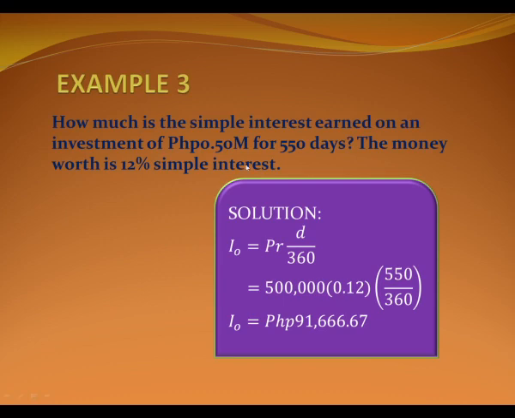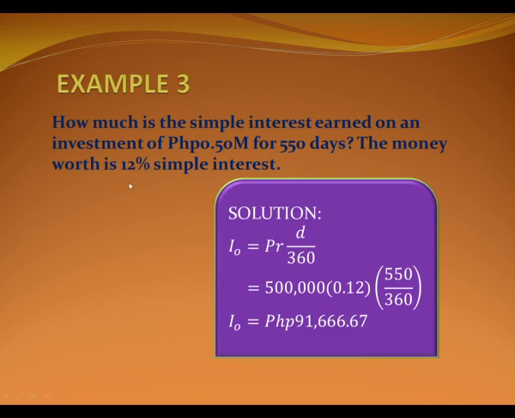And for example number 3, this is a problem about ordinary interest. Okay, let us write. The given problem is how much is the simple interest earned. Now, it is not indicated here whether it is ordinary or exact, but the period of transaction given is a number of days. So if it is not indicated in the problem and the period of transaction is a number of days, we have to consider the ordinary interest, not the exact interest.